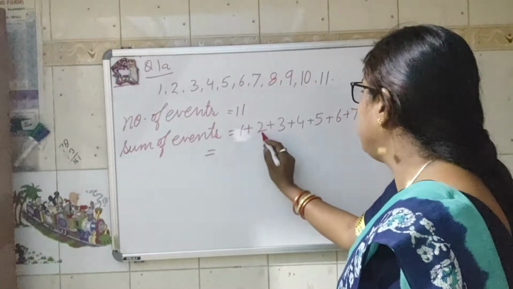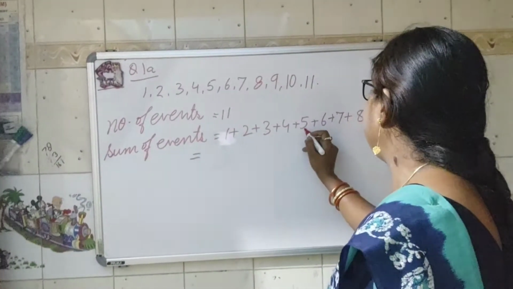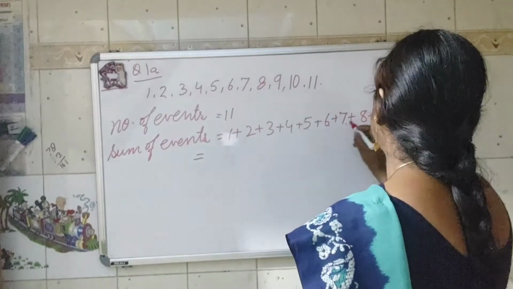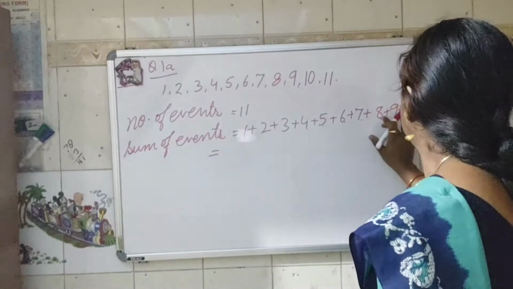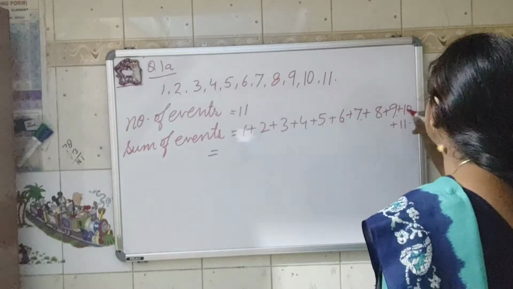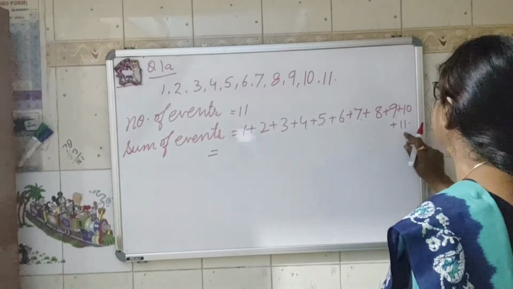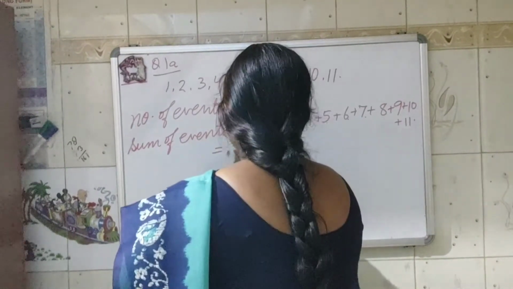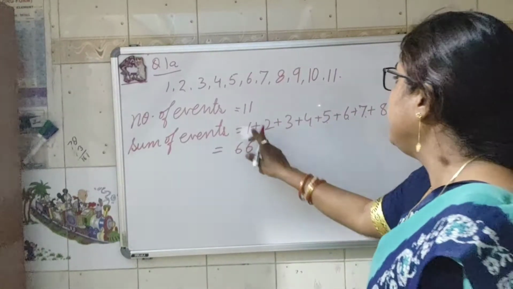So 1 plus 2 is 3, 3 plus 3 is 6, 6 plus 4 is 10, 10 plus 5 is 15, 15 plus 6 is 21, 21 plus 7 is 28, 28 plus 8 is 36. 36 plus 9 is 47, sorry, 45, and 45 plus 10 is 55, and 55 plus 11 is 66. And how many numbers are there?